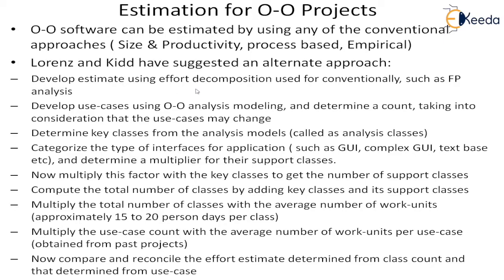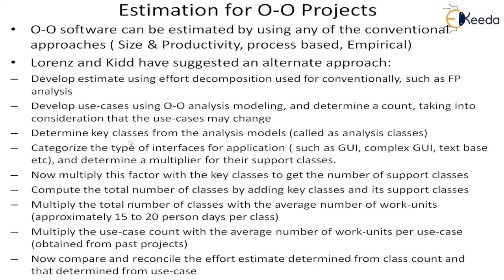Develop an estimate using effort decomposition used for conventional methods such as FP analysis. So this is the first step, we have done it. Then you will develop use cases using object-oriented analysis modeling. So when we are doing the object-oriented analysis, we will take the scope, and we will do a little bit of high-level use case modeling in the OO analysis, and we will determine a count taking into consideration that use cases may change. So we will put in some uncertainty factor whenever we do the count.